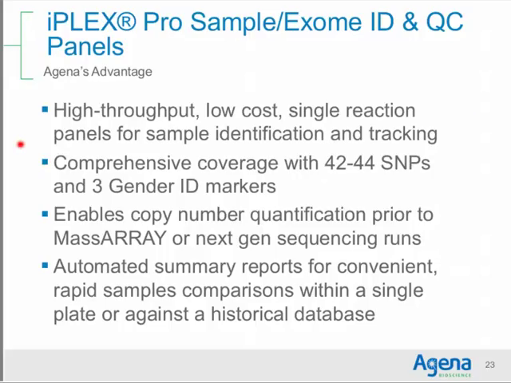Our copy number assays are what are incredibly unique. No other ID panel available enumerates the number of amplifiable DNA copies at the same time, basically combining your OD, PicoGreen QC requirements with your barcoding and QA requirements of ensuring sample authenticity. And all of this comes with completely automated summary reports and sample reports, with a database that will allow you to do local and historical matching.